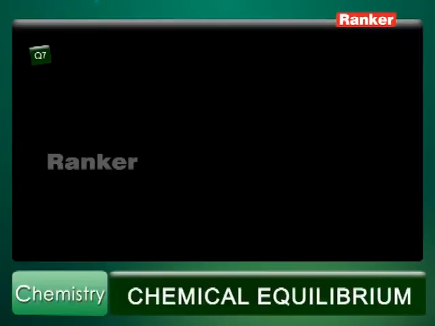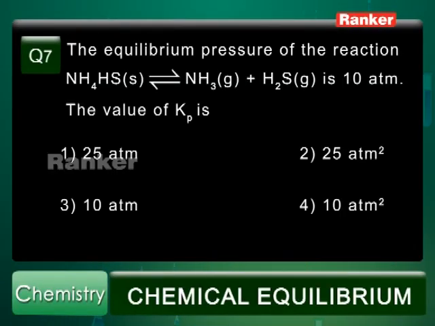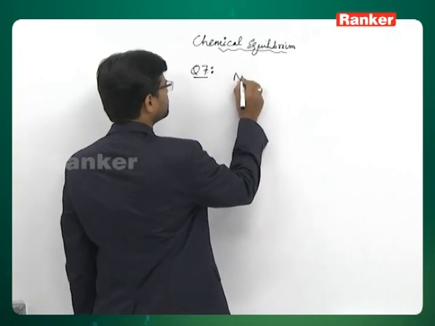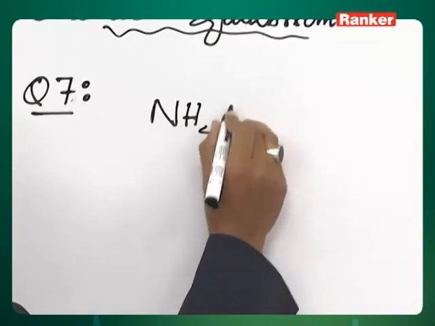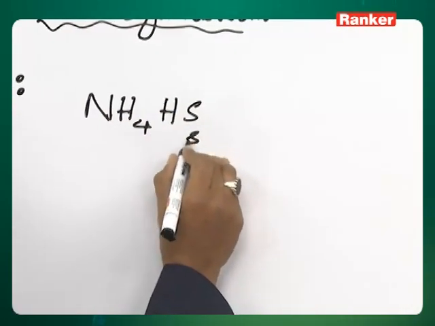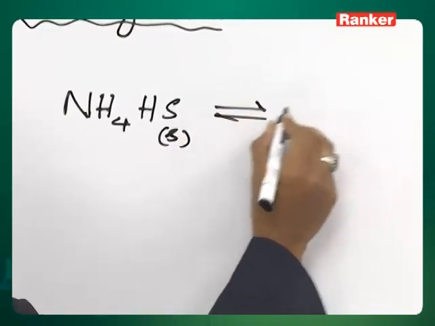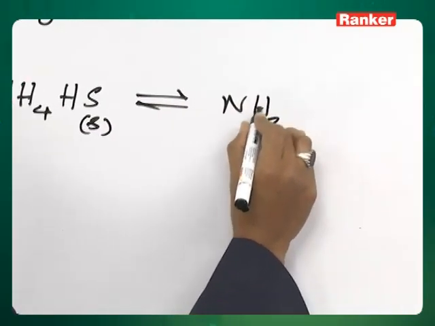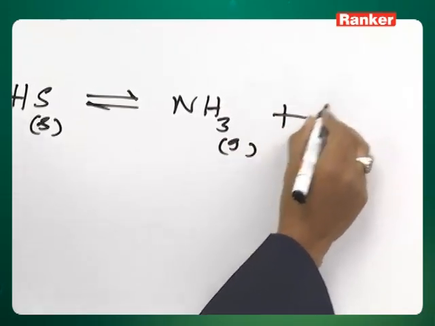Question number 7. The equilibrium pressure of the reaction NH4HS gives rise to NH3 plus H2S is 10 atmospheres. The value of Kp is, first option 25, second option 25 atmospheres square, third option 10 atmospheres, fourth option 10 atmospheres square. Let us try to find out. This is a solid. You get two gaseous substances, NH3 gas plus H2S gas.